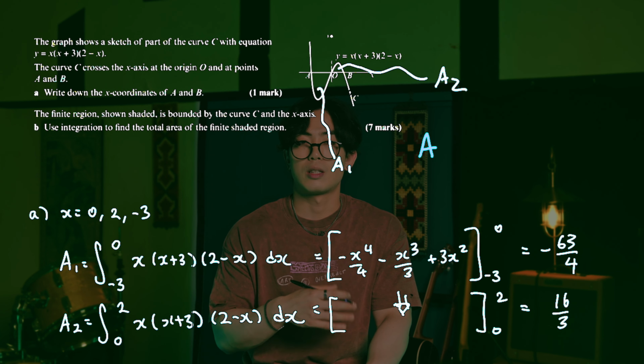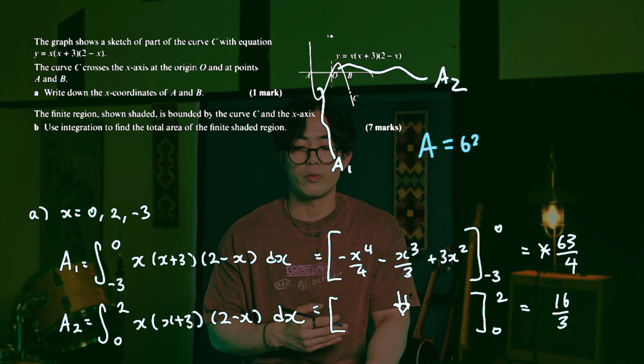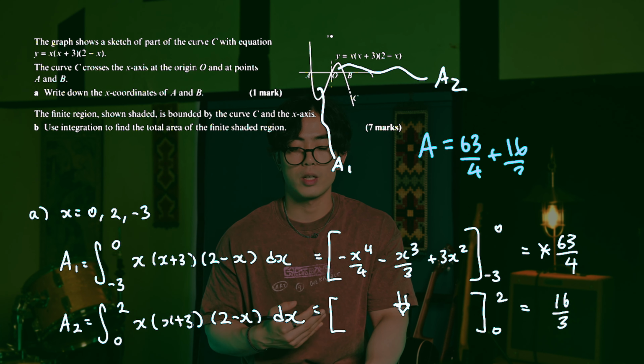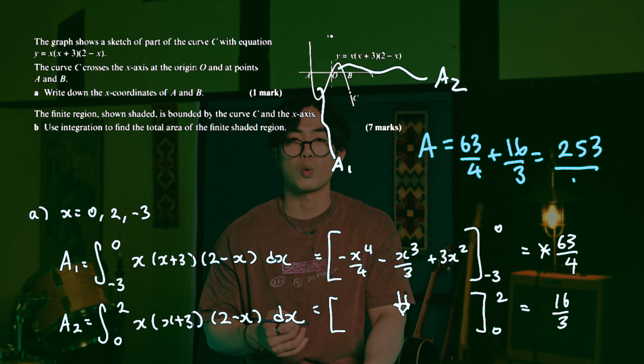For the area underneath, just remember, get rid of the negative sign, so it's going to be 63 over 4 plus the A2 area, 16 over 3, which will give me 253 over 12.